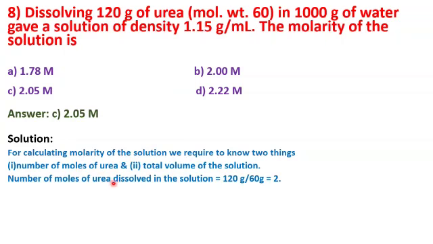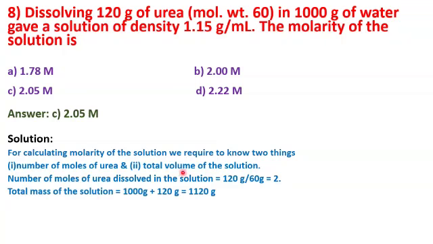The number of moles of urea can be calculated using the formula mass by molar mass. Always remember that to calculate the number of moles of a substance, you have to do mass by its molar mass. Here the mass of urea is 120, molar mass is 60, so it equals 2. 2 is the number of moles of urea dissolved in the solution.